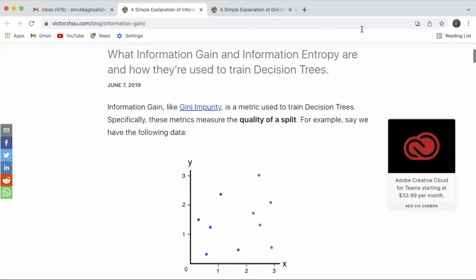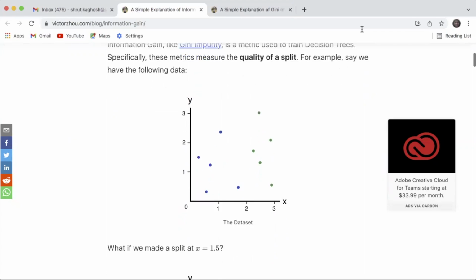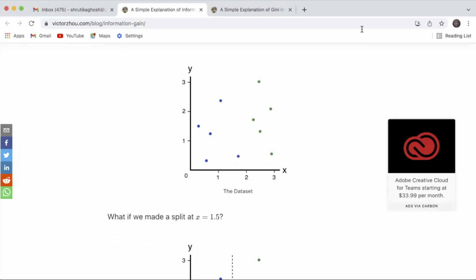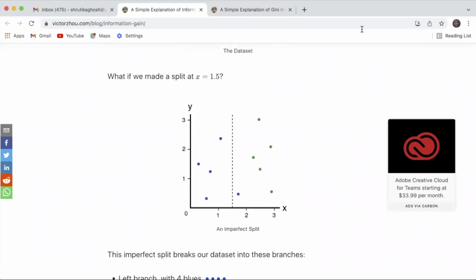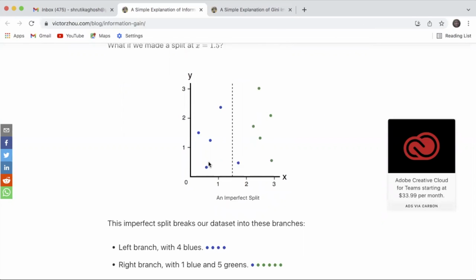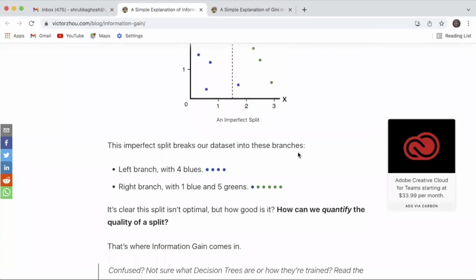The same data points have been taken, exactly the same diagram that the person used in the previous blog. Now we are using x equal to 1.5 to make the split. You can see it is an imperfect split. In the left branch there are only 4 blues, while in the right branch 1 blue is there and the remaining 5 greens. So it is not a perfect split, but how do we quantify the quality of a split? We go along the same lines here also.